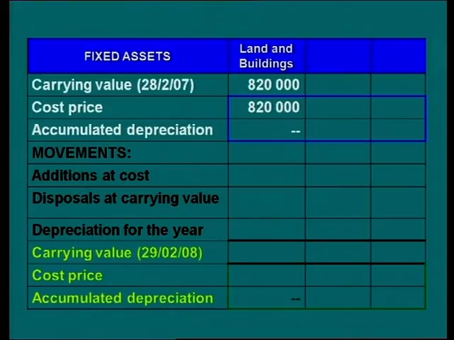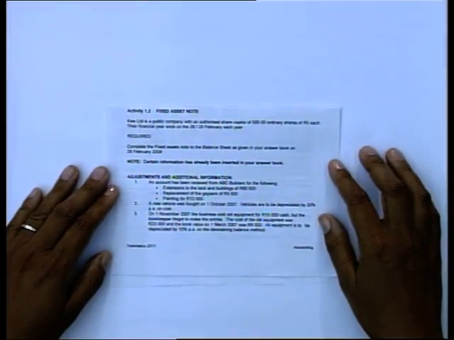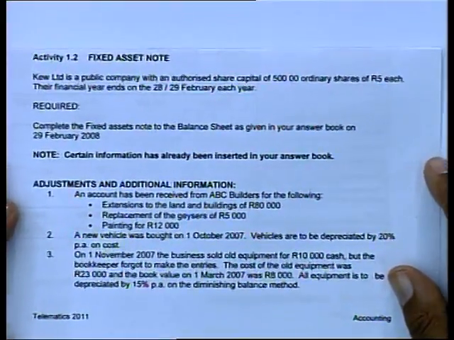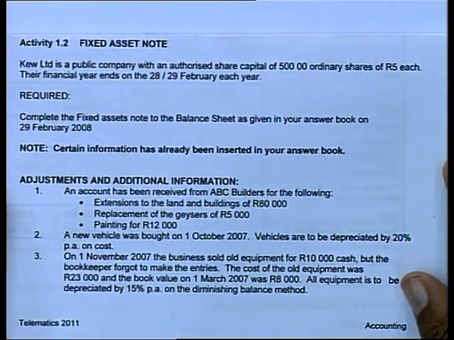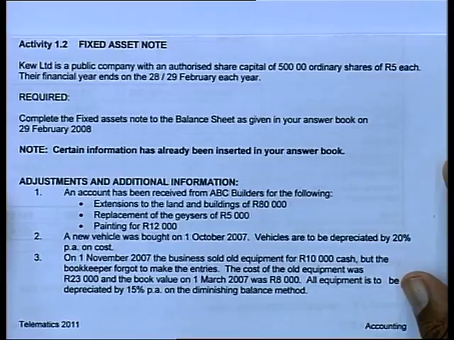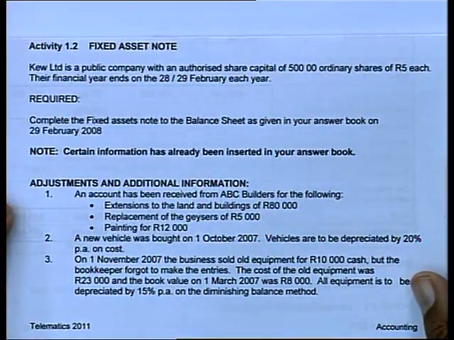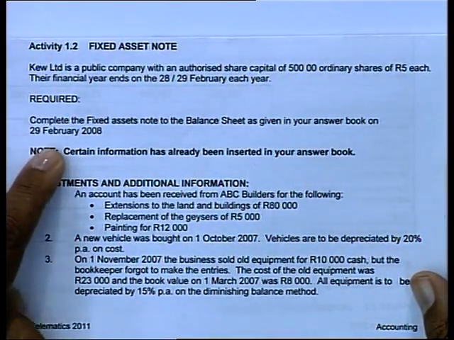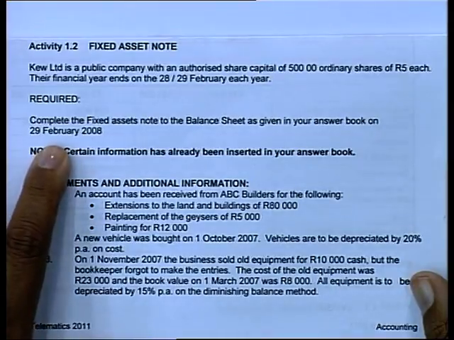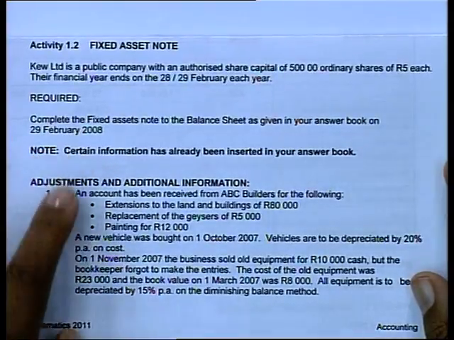Okay, let's read what activity 2 says. Now, sometimes there's a lot of irrelevant information, so let's read quickly what activity 2 says. I'll read through it much slower than I did the first one. It says Q Limited is a public company with an authorized share capital of 500,000 ordinary shares at 5 Rand each. That is really not important information for asset disposal. They say calculate the note that is in the balance sheet. This is the note in the balance sheet.